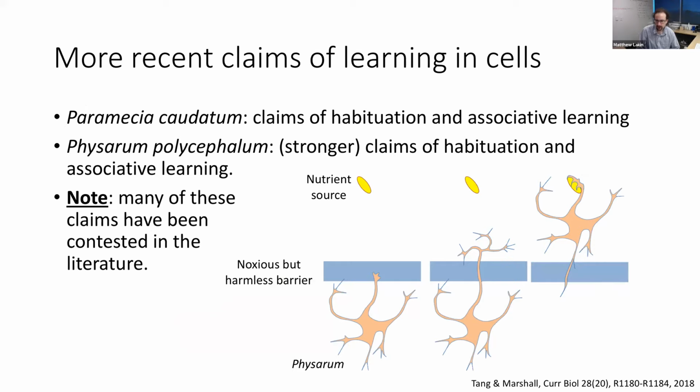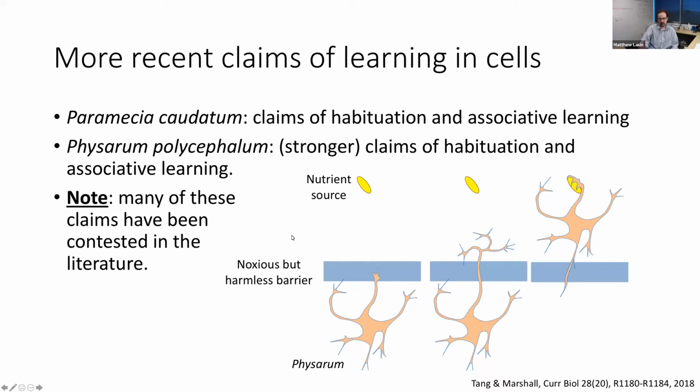And this is an example of one of the claims: if there is a nutrient source over there at the top and the cell is at the bottom, it will eventually learn to ignore this barrier, which is unpleasant but doesn't actually harm it in any way, in order to reach the food. The claim is that this is habituation, which is a form of learning. It's habituating to this stimulus.